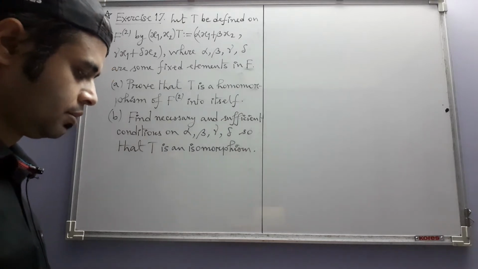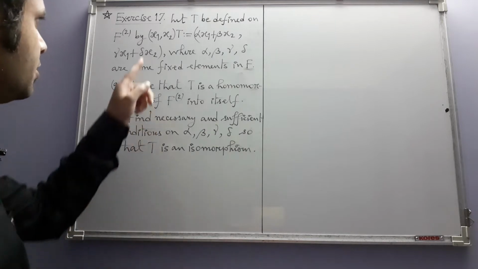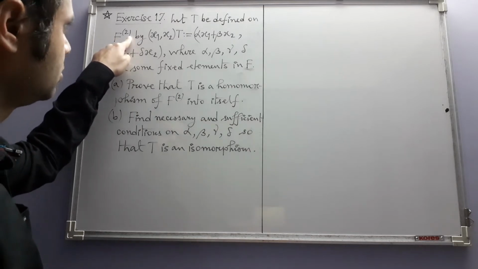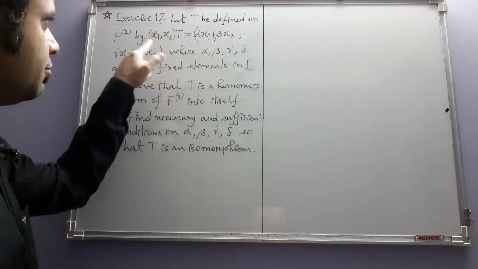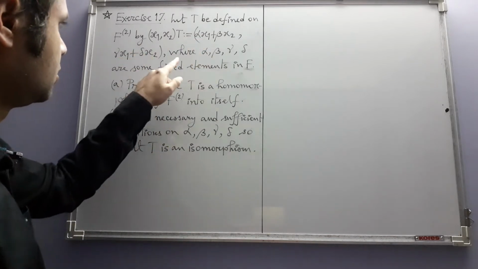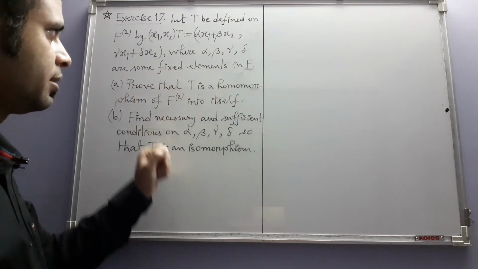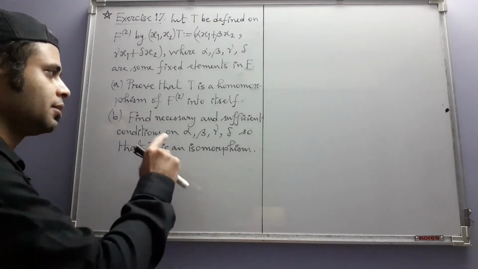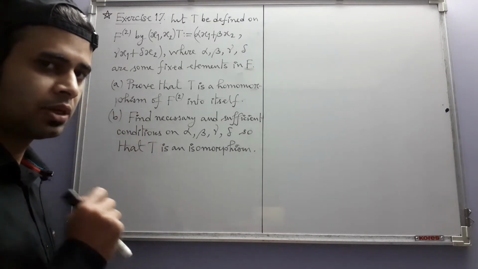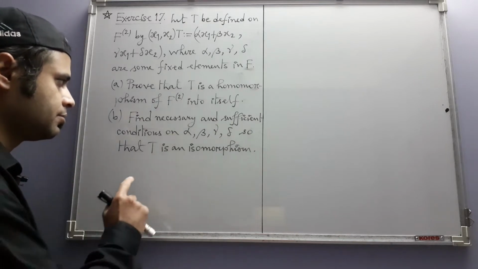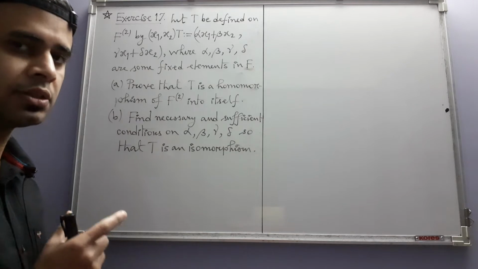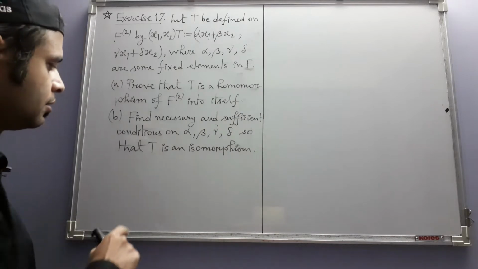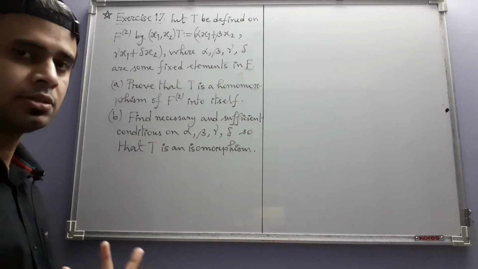Exercise 17. In this one, we are given a function T on F², where F is of course some field, and the function is defined like this with this formula, and here alpha, beta, gamma and delta are some fixed field elements. There are two parts. In the first part, we have to prove that this function is a homomorphism of F² into itself, and in the second one, we have to find a necessary and sufficient, some equivalent condition on these scalars alpha, beta, gamma and delta, so that T becomes an isomorphism, that is, it becomes one to one.